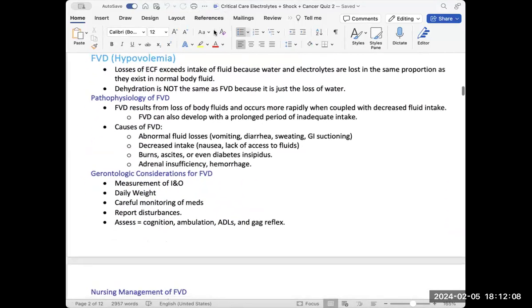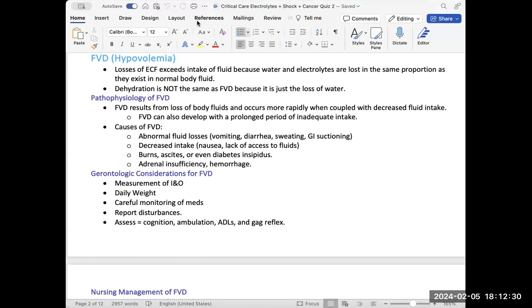So, I'm a chart lover. I like charts. So, after I go a little bit more into detail in these two, I'll show you my chart for comparing the signs and symptoms of fluid volume deficit or hypovolemia and fluid volume excess or hypervolemia.